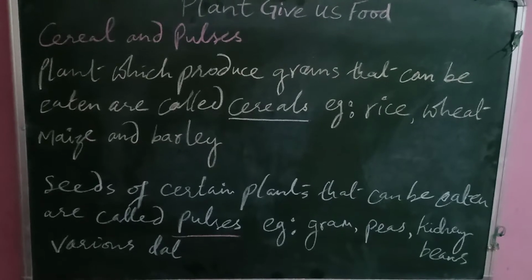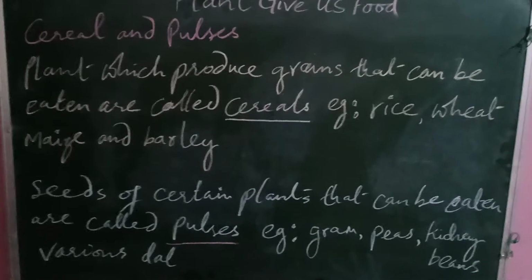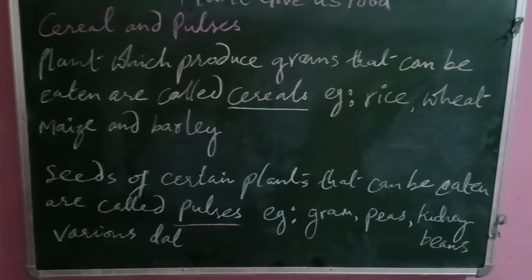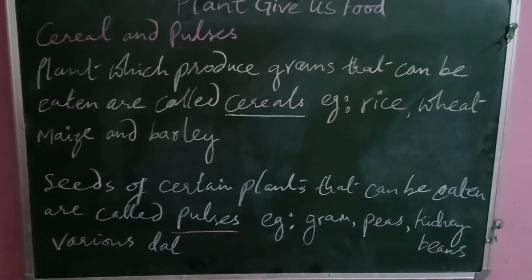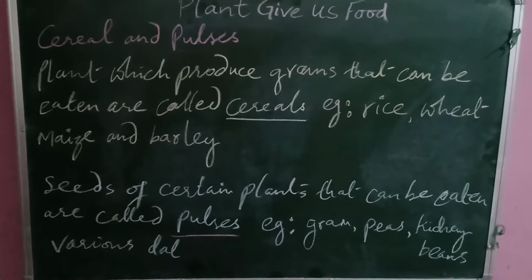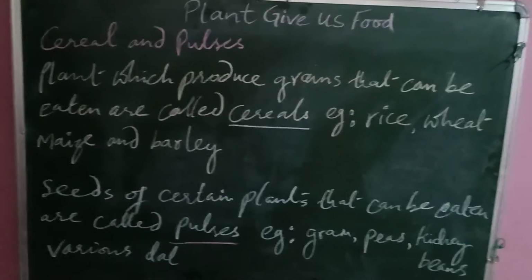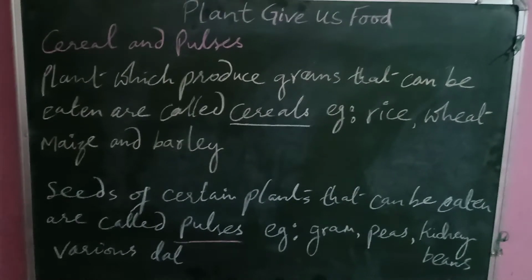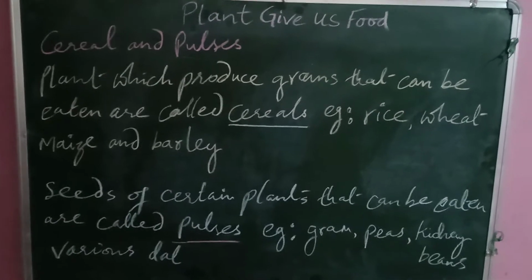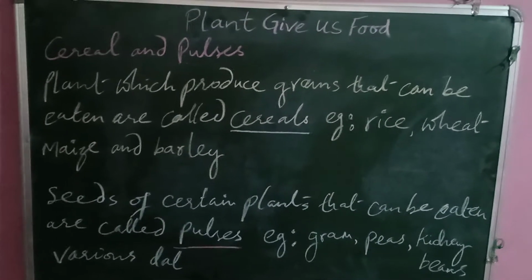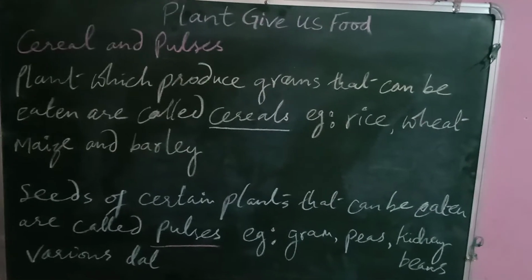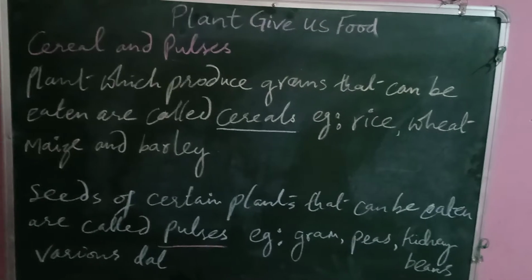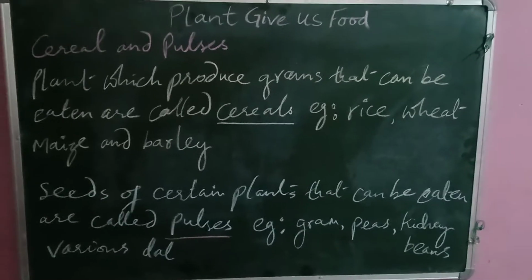And after this, seeds of certain plants that can be eaten are called pulses. Examples are gram, peas, kidney beans, and there are so many forms of these seeds which we call dal. So these are all kinds of seeds that we humans eat in the form of food. Okay.